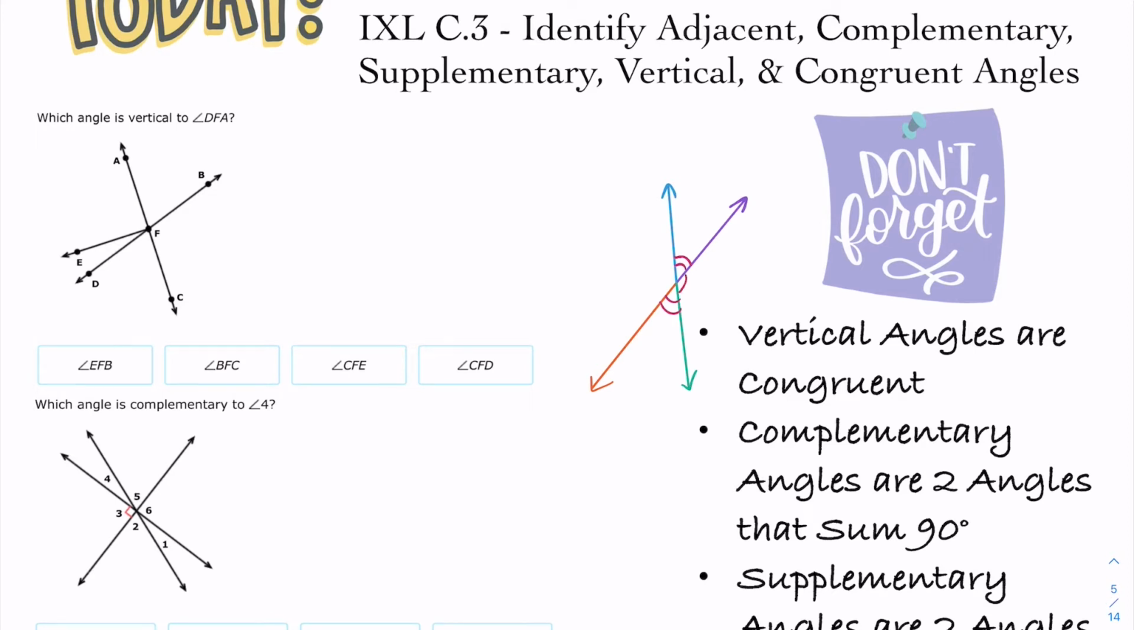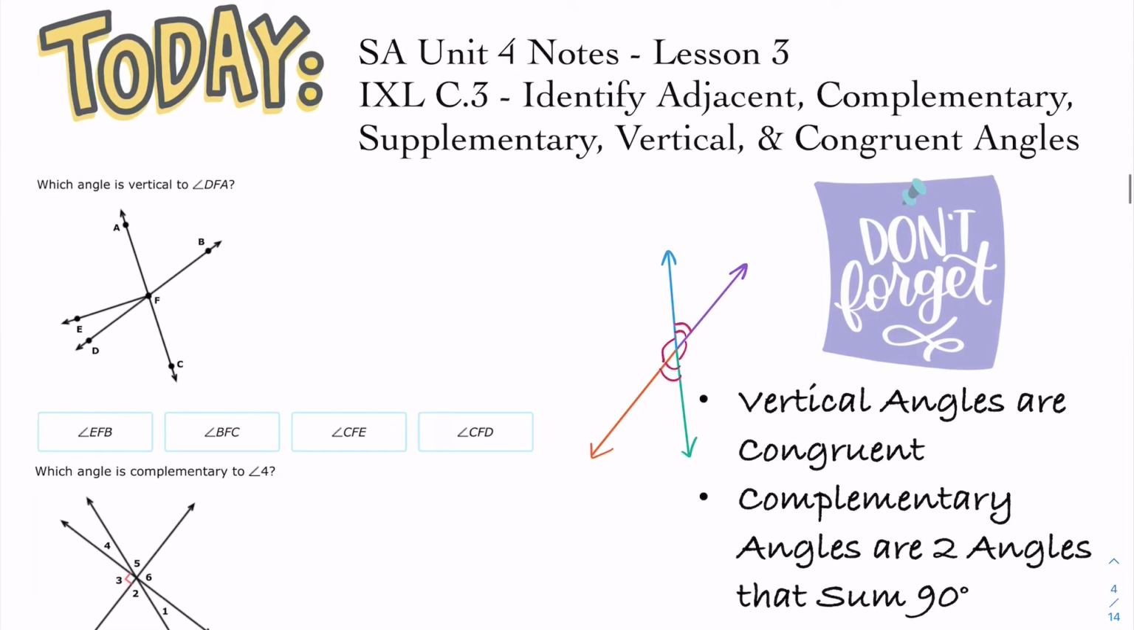And they are formed by opposite rays. So pretty much we went over complementary, supplementary, vertical, and congruent. Vertical are congruent. The only other ones are adjacent. And adjacent are the ones that are near each other. So vertical are the ones that I listed here. So let me label them 1, 2, 3, and 4.